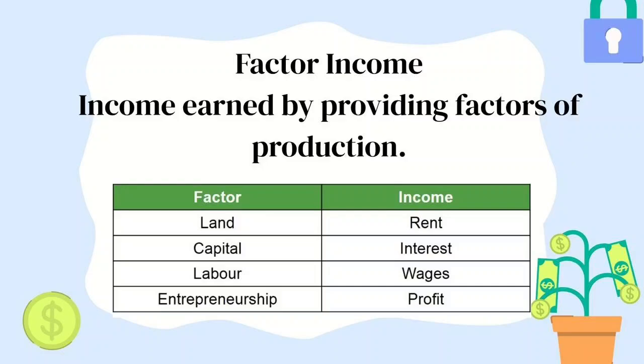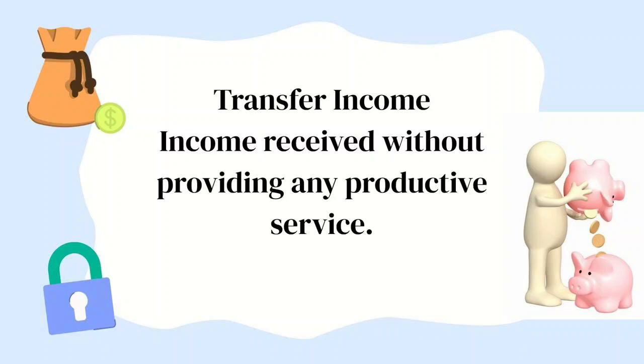Okay, now let's look at transfer income, which is very different. Transfer income is money received without providing any productive service. For example, parents giving pocket money, or the government paying an old age pension, or a student receiving a scholarship, or someone receiving a gift on their birthday. In all these cases, the receiver gets money, but they haven't produced any goods or services in exchange.